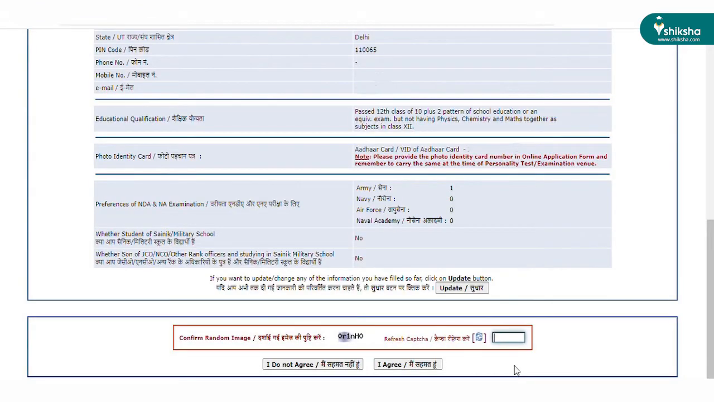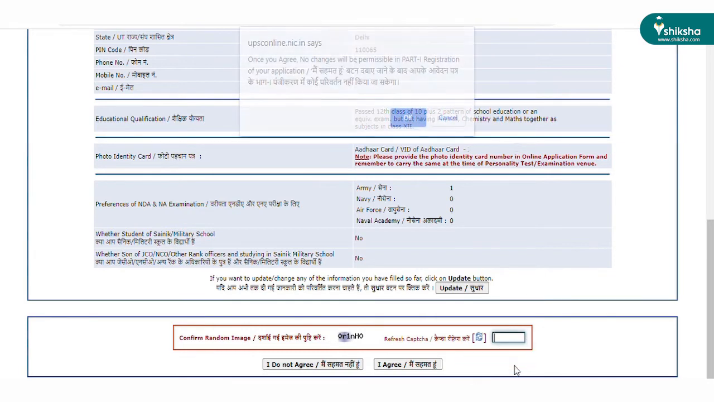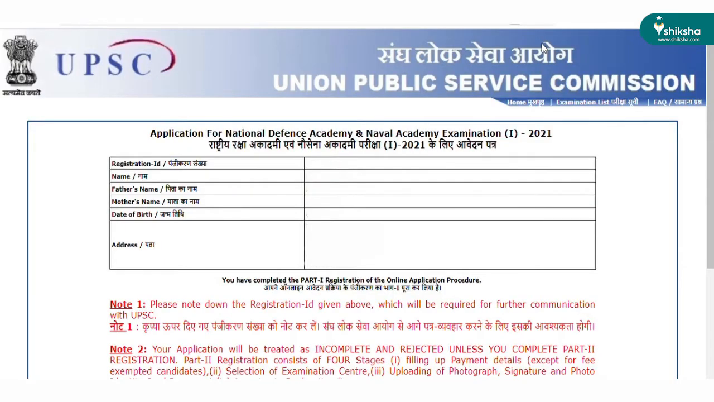In the next page, candidates need to choose their preferred branches. After choosing the preferred branches, candidates need to verify the details entered in the application form. No correction will be allowed after the submission of NDA form. After verifying the details, agree to the terms and conditions by clicking the required checkbox. After agreeing to the terms and conditions, the system will generate the registration ID.